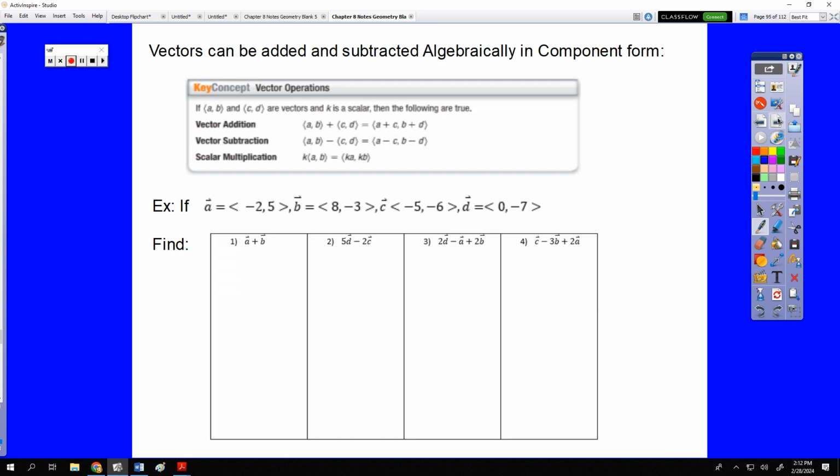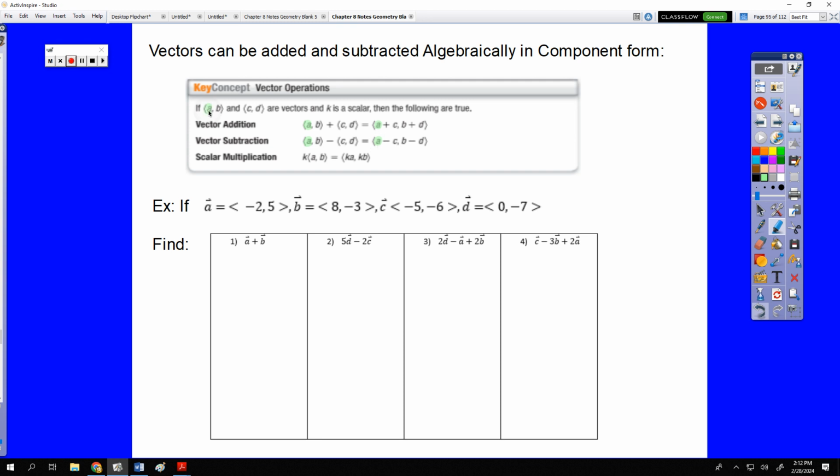Okay, the last piece of this unit is that vectors in component form can be added and subtracted like other numbers. Basically, we have our AB and our CD. What we do is we add the x components together, which is A and C.